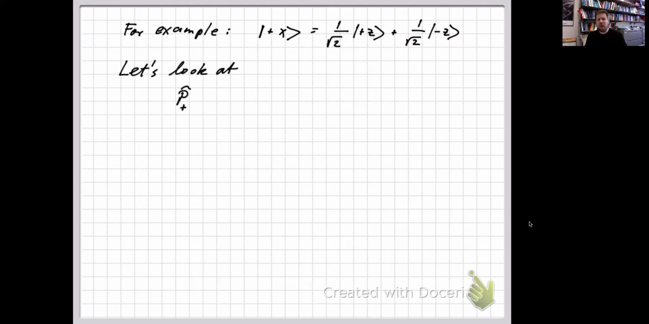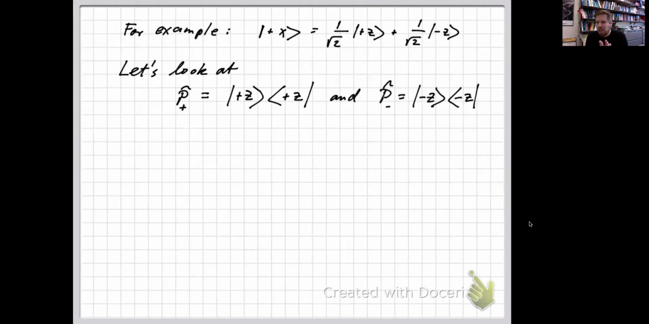All right, so let's look at that projection operator. I can project onto the plus z axis, or I can project onto the minus z axis, if you will. I should say state here in this case. So if we project onto the plus z state, then we're going to call that projection operator P plus, and similarly for P minus. Okay, so let's let the P plus act on this state plus x.